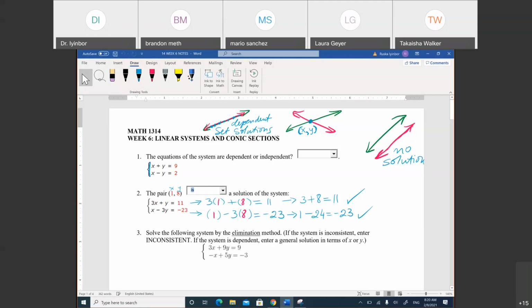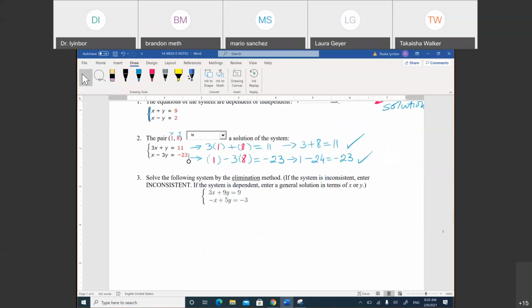Everybody understand how to check it? You just plug in x and y and see if it's right. Okay? So that's how you check. Now, that's the easier part. Now we're going to solve it. We're actually going to find that solution, right?